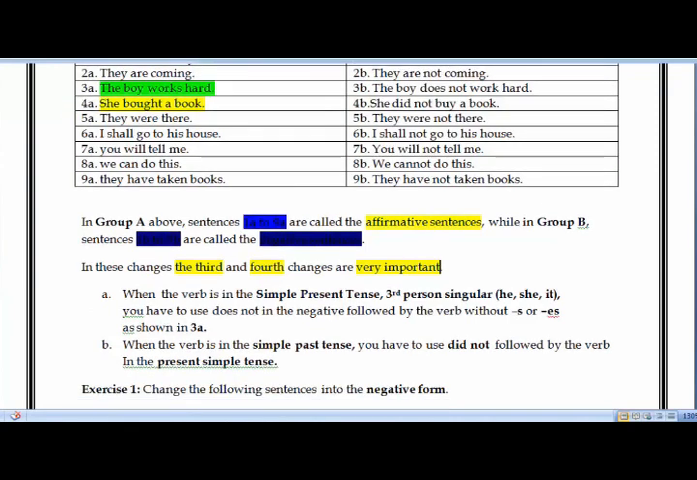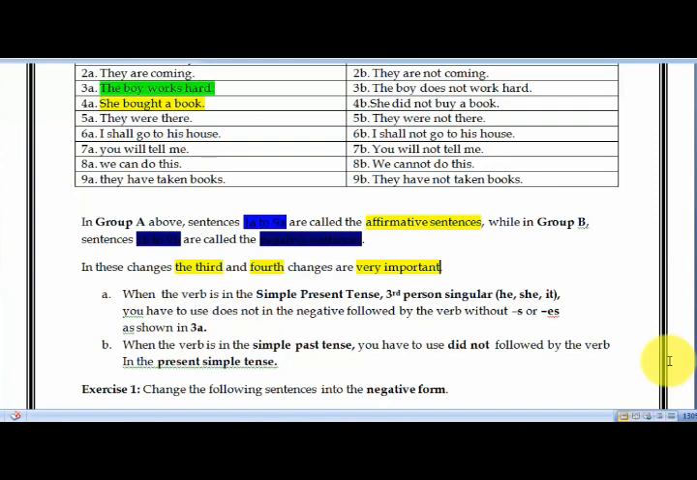When the verb is in the simple past tense, you have to use did not followed by the verb in the present simple. For 4a, she bought a book. I have used did not buy a book. Even I previously told you that after this exercise, this lesson, we are going to do questioning words or interrogative questions. We are going to deal with that. After that, we are going to do question tags. So this one is now an introduction.